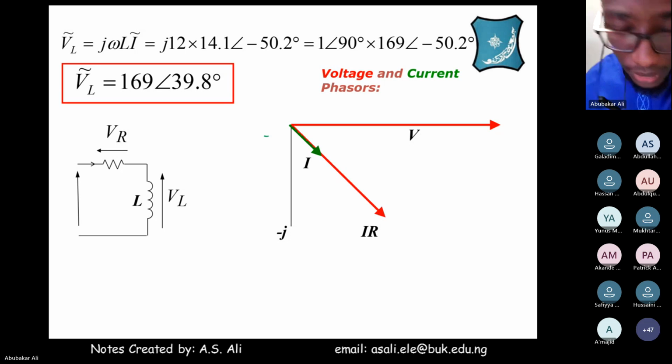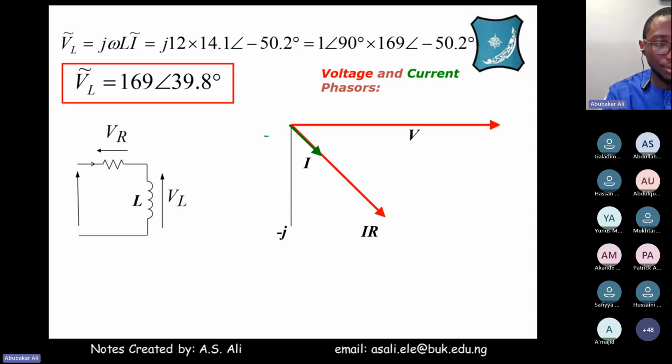VL is 169 angle 39.8. So what did we say yesterday? If you have polar form like this, you can convert it into Cartesian form. Okay? You can convert it into Cartesian form. Somebody is making noise. I'm trying to figure out who that person is.